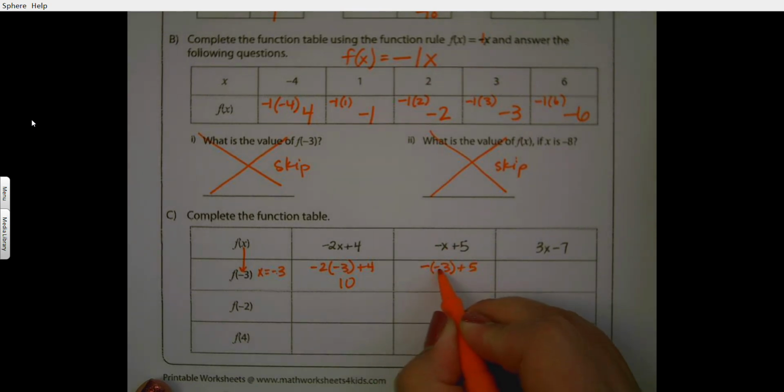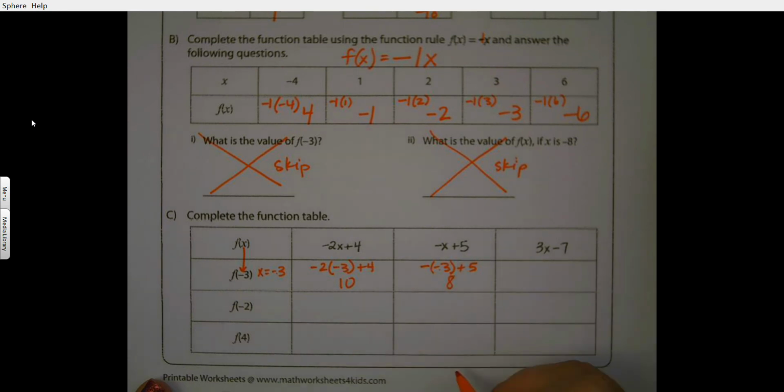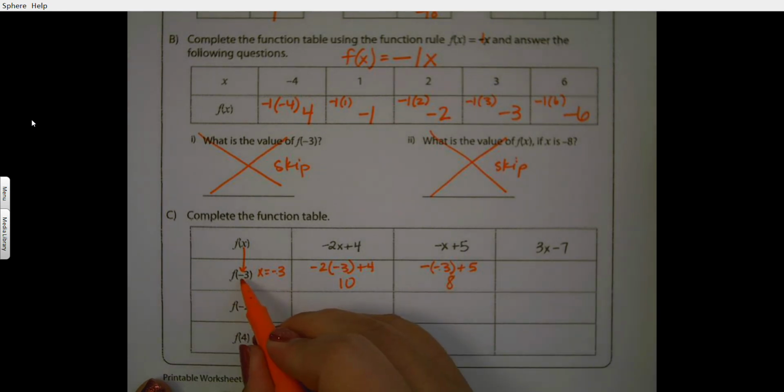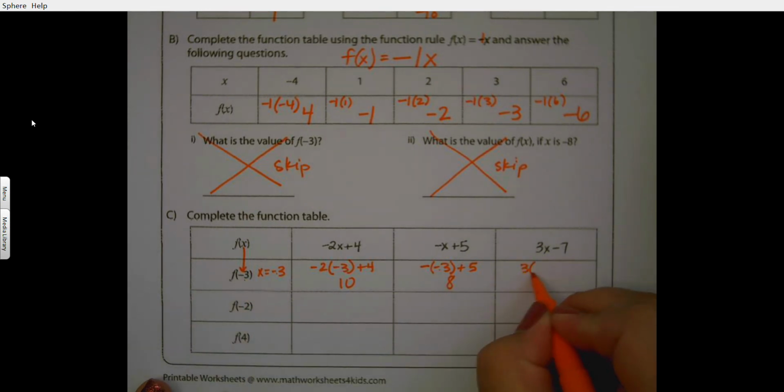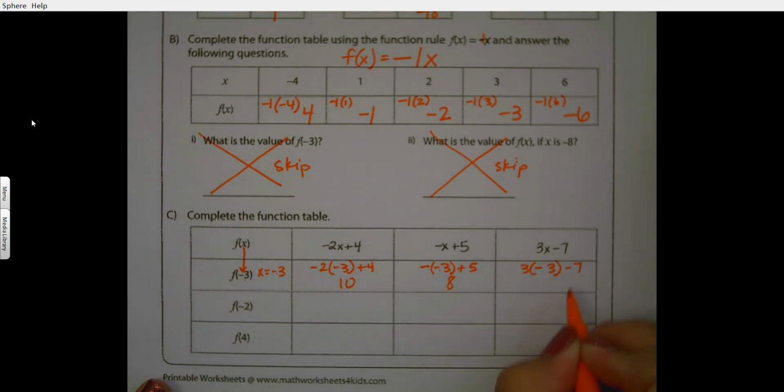Negative times negative is positive. Take my negative 3, so my negative 3 is x. So that would be negative 9, 10, 11, 12, 13, 14, 15, 16.